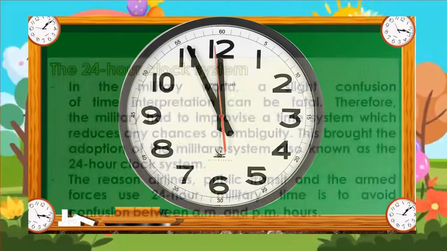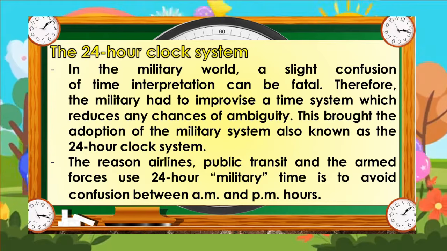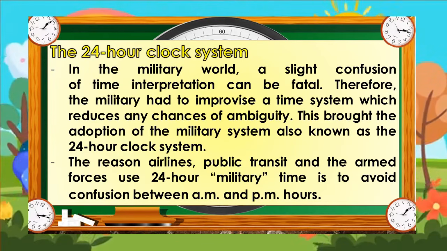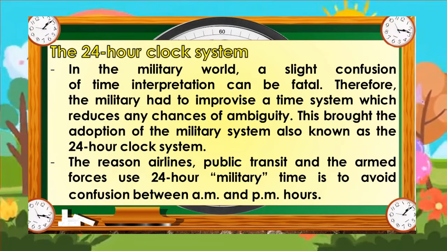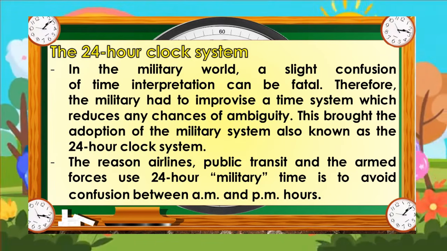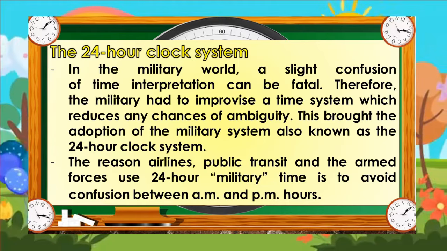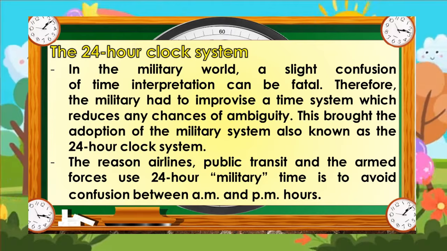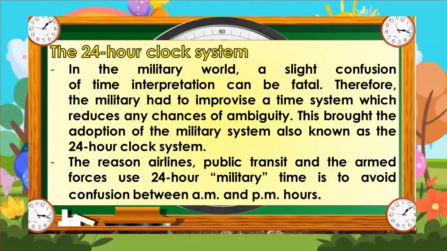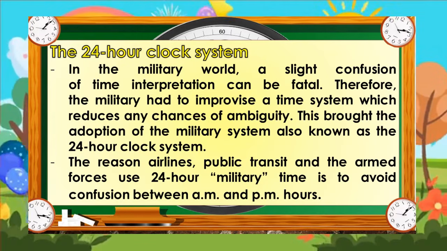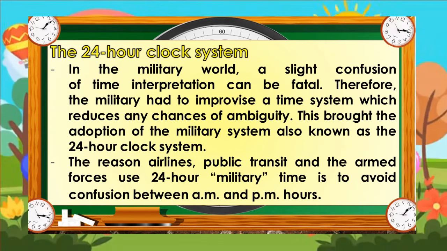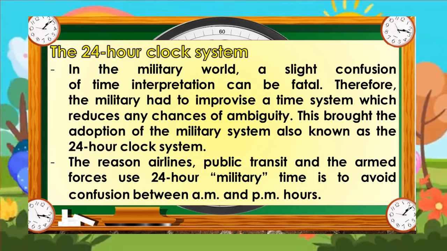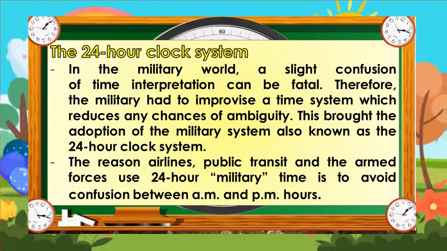The 24-hour clock system. In the military world, a slight confusion of time interpretation can be fatal. Therefore, the military had to improvise a time system which reduces any chances of ambiguity. This brought the adoption of the military system, also known as the 24-hour clock system. The reason airlines, public transit, and the armed forces use 24-hour military time is to avoid confusion between AM and PM hours.